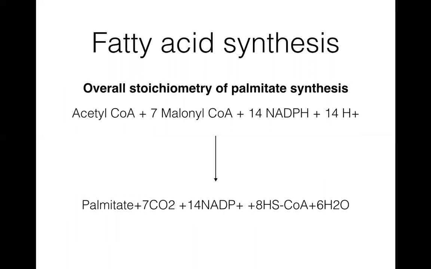The overall reaction for fatty acid synthesis is shown here. As always, our representative fatty acid is palmitic acid, which contains 16 carbons. So if we need 16 carbons, this means that we need a total of 8 acetyl-CoA. But only one is shown here because the other 7 acetyl-CoA are used to produce 7 malonyl-CoA. Malonyl-CoA is actually a derivative of acetyl-CoA. 14 NADPH are also required.